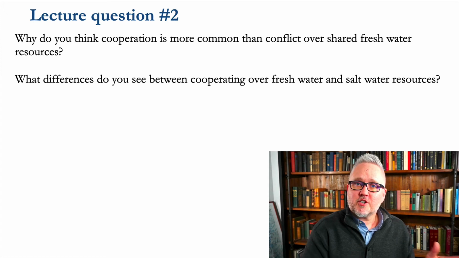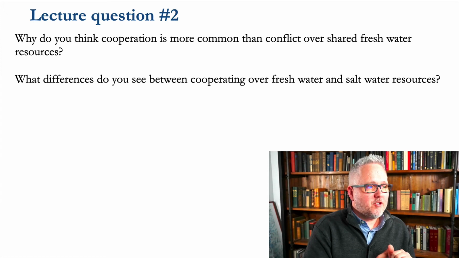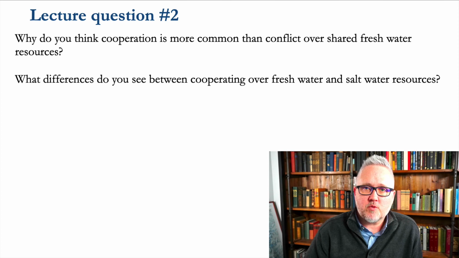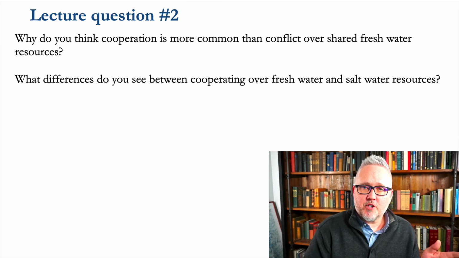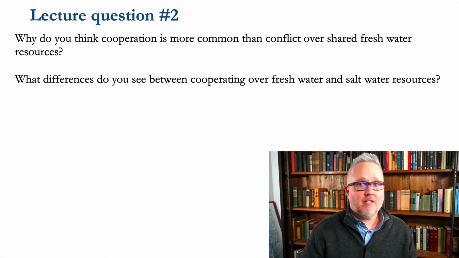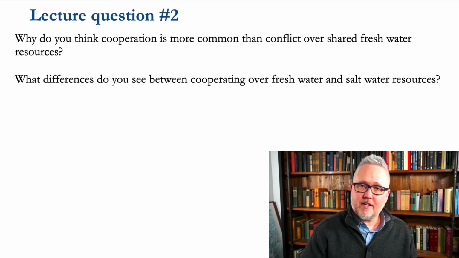Anyway, so lecture question number 2. Why do you think cooperation is more common than conflict over shared freshwater resources? And what differences do you see between cooperating over freshwater and saltwater resources? So I'd be interested first in your take for why cooperation trumps conflict in this area. Are there any lessons for any other areas that we've looked at so far this semester? You can think of natural resources, human migration, or other issues that could benefit from cooperation.